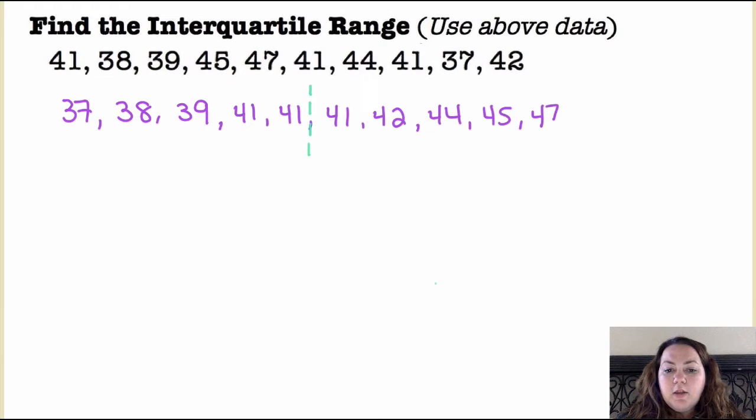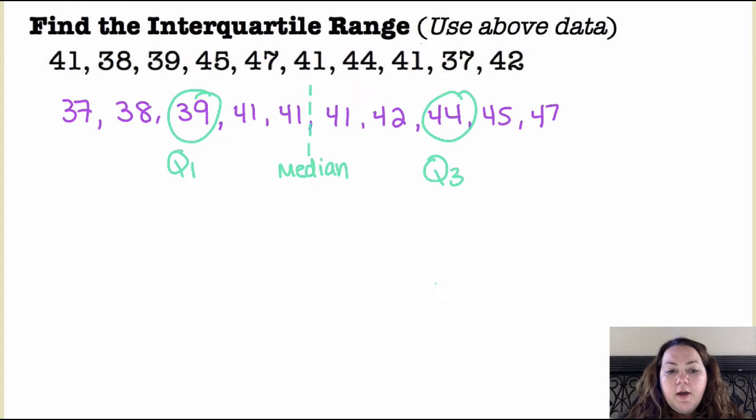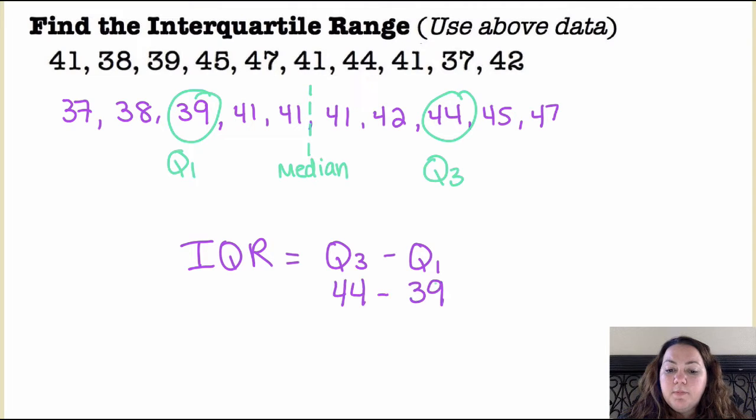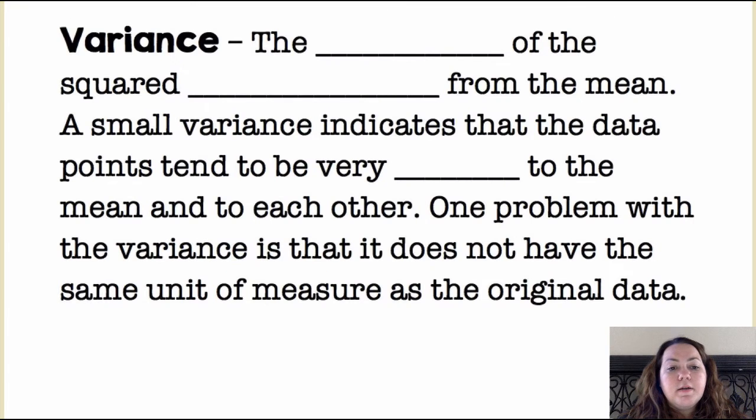Now I'm going to look at one side, and the middle number on the lower side would give me quartile 1, or Q1. The middle number on the upper side would give me quartile 3, or Q3. To find the interquartile range, the IQR, I do Q3 minus Q1. So it'd be 44 minus 39, which gives me 5. So the interquartile range would be $5,000 if I put it in context.